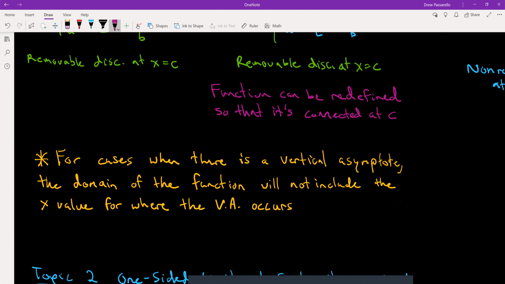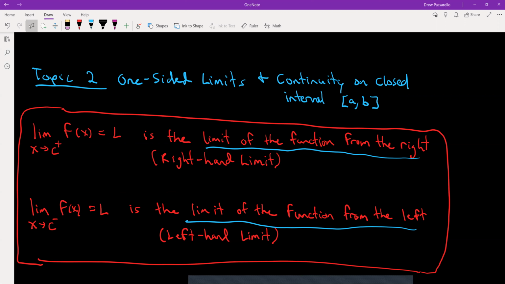The second topic of the section deals with one-sided limits and continuity on a closed interval. I think of a one-sided limit as where the graph approaches from one side of C, and where the graph approaches on the other side of C.